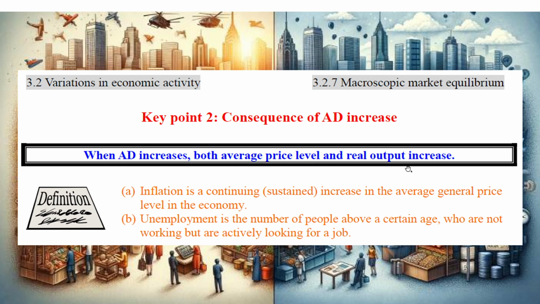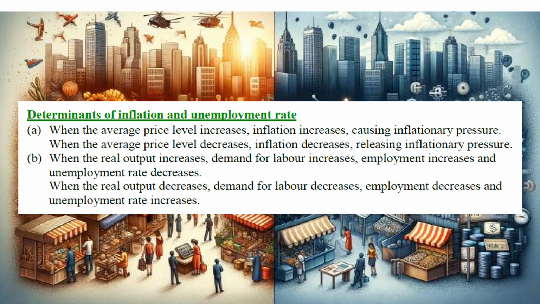So what happens when the real output increases? More production, right? More demand for labor, so unemployment drops. This is the two consequences. Remember, the consequences are inflation and the unemployment rate. So, determinants of inflation and unemployment rates. When the average price level increases, of course, there is inflationary pressure. When the average price level decreases, it releases the inflationary pressure. When real output increases, the demand for labor increases, so employment increases, so the unemployment rate decreases. Later on, we'll say the poverty rate, the absolute poverty problem, is relieved.